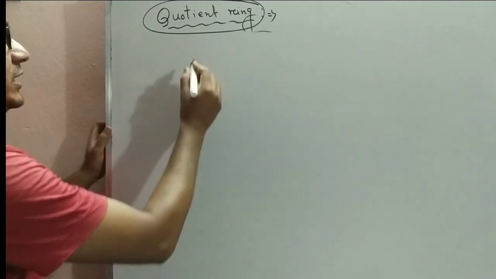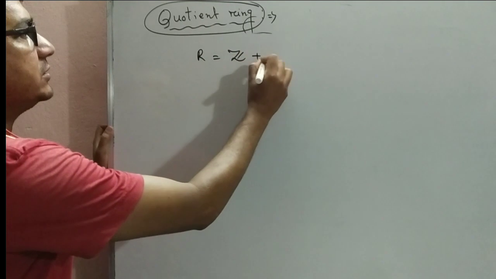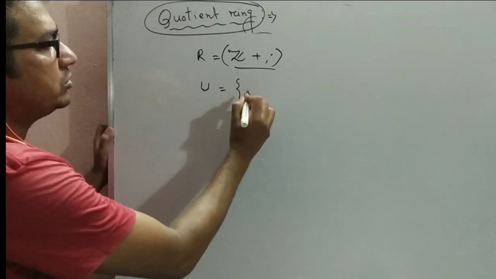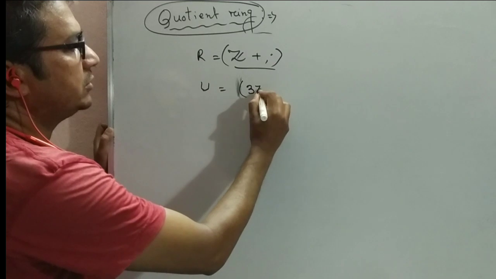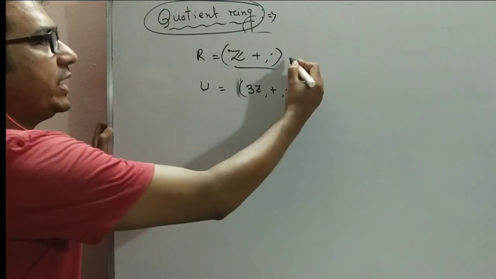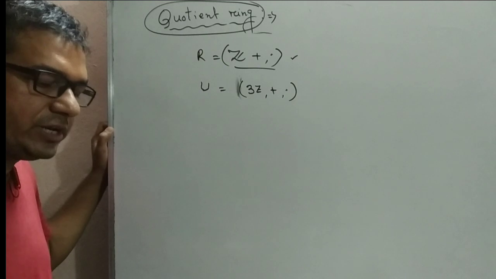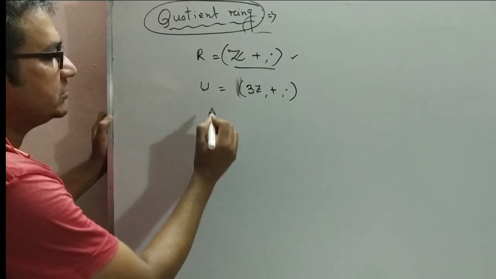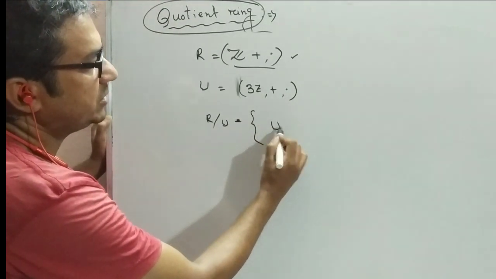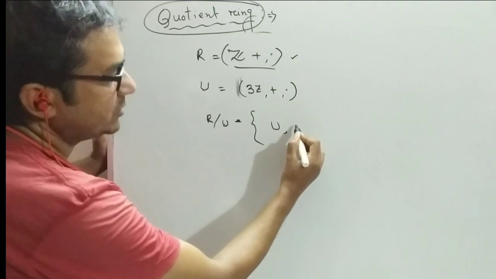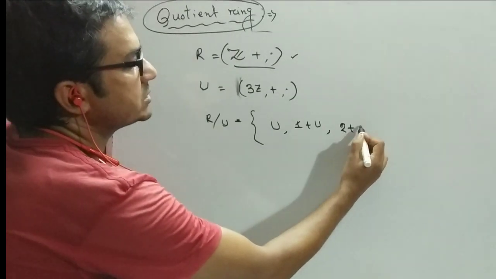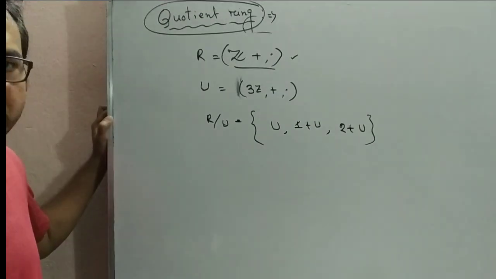If we consider the ring (Z, +, ·), the ring of integers, and the ideal U = (3Z, +, ·), we know that this is a commutative ring with unity, and the quotient ring R/U contains the elements, at first the 0 element, 1 + U, which is unity, and 2 + U. Only 3 elements in the quotient ring.